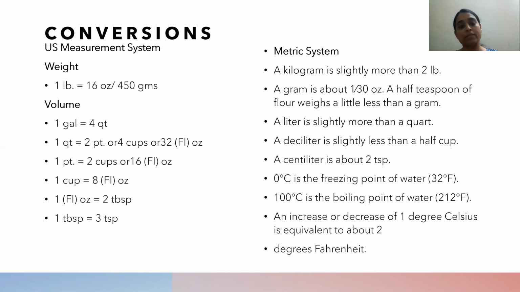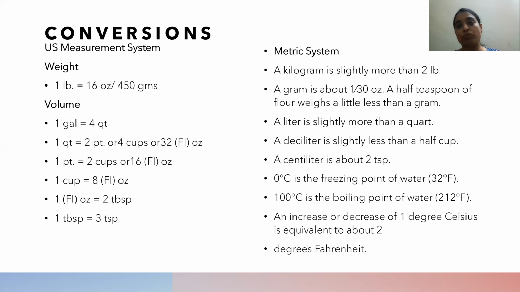Okay. So as the chart indicates, 1 pound, LB is the short form for the word pound, is equivalent to 450 grams. For the volume, for measuring the liquids, 1 gallon is equivalent to 4 quarts. 1 quart is equivalent to approximately 4 cups. 1 pint is equivalent to 2 cups. 1 cup would be 8 fluid ounces, and 1 fluid ounce would be 2 tablespoons, and 1 tablespoon would be approximately equal to 3 teaspoons.